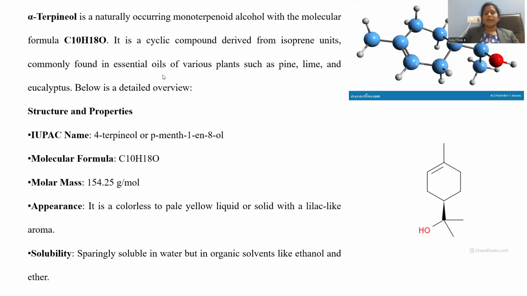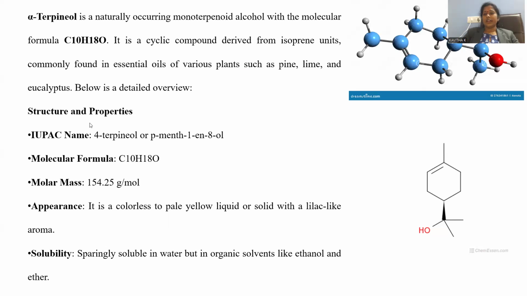So it is part of essential oil. All the terpenes are essential oils, we can say. And from various plants we extract this compound, like the pine tree, lime, and eucalyptus tree. From all these, you can extract this kind of essential oil called alpha terpineol.